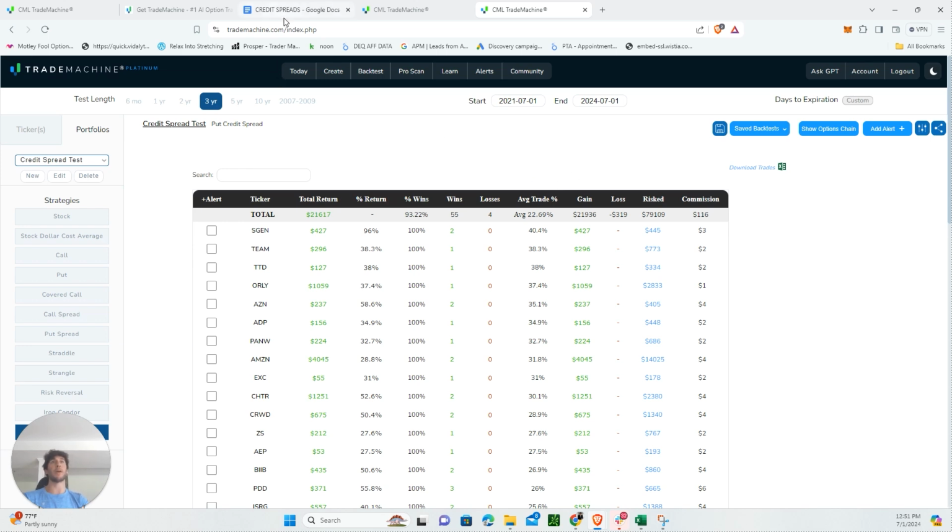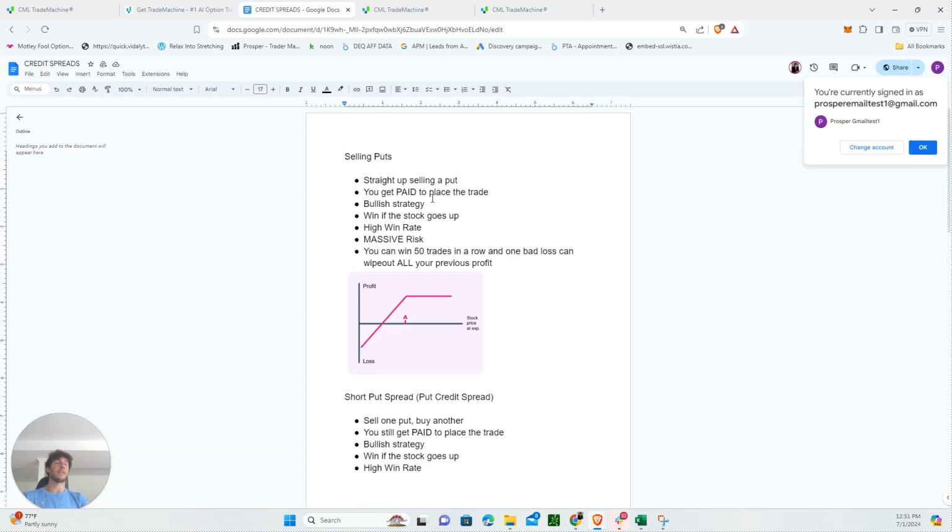But let's do a quick primer on what a credit spread is. People love the idea of credit spreads because you get paid to place the trade. The most popular version of this before you get into credit spreads is selling puts. People tend to be really interested in selling puts because you get paid right off the bat to place the trade. It's a bullish strategy, so if the stock goes up, you're probably going to profit.